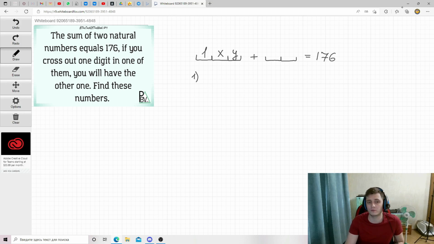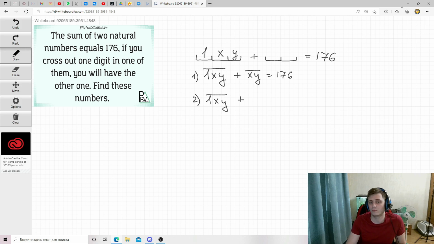The first option is when we cross out the first digit, so the equation is the following: 1xy, where I obviously mean a number, so I will draw this line above, plus xy equals 176. The second option is when the second number is formed by crossing out the second digit. Therefore, 1xy plus 1y equals 176. And the third option, when the second number is formed by crossing out the last digit: 1xy plus 1x equals 176.